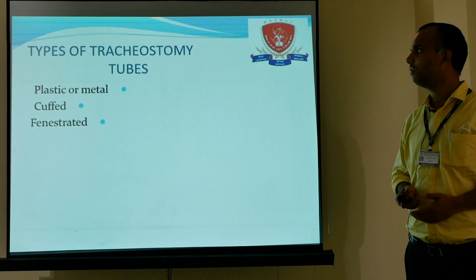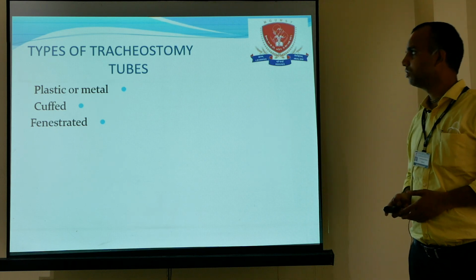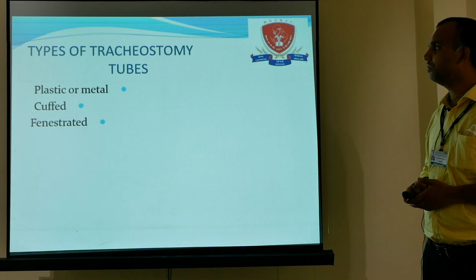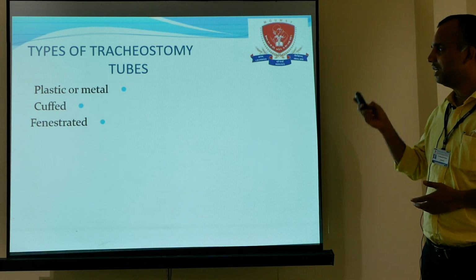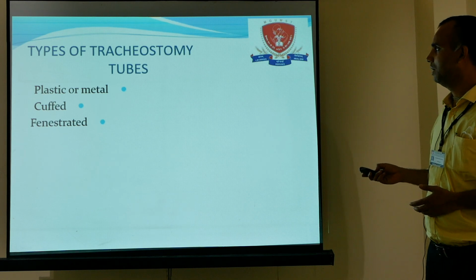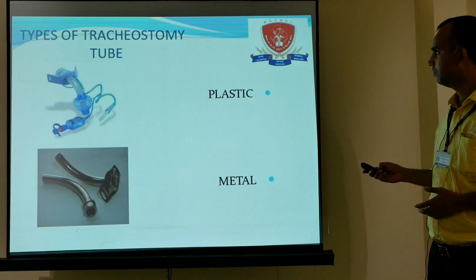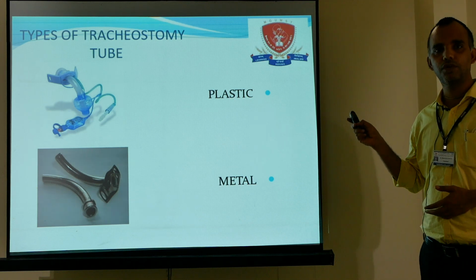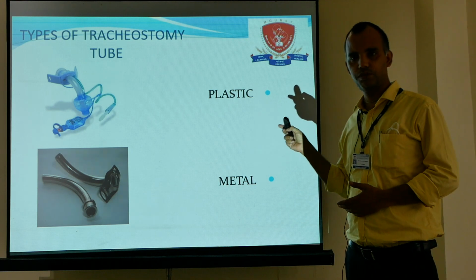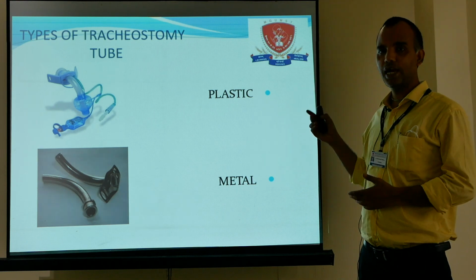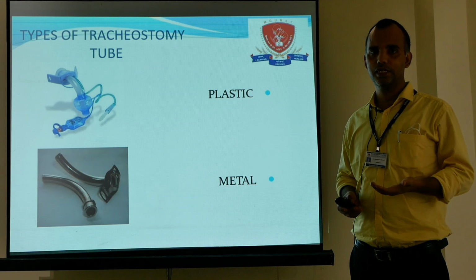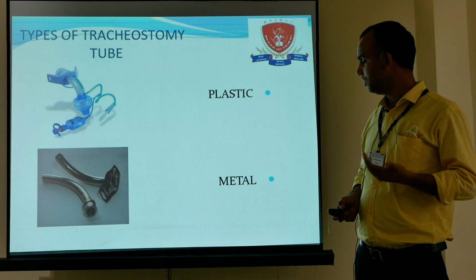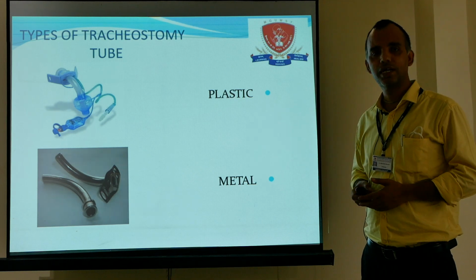Next, let us see the different types of tracheostomy tubes. We have the plastic or metal tracheostomy tube, the cuffed tracheostomy tube, and the fenestrated tube. These are the three types of tracheostomy tubes available. Here we can see the plastic tube. Generally in critical care units we use the plastic tracheostomy tube. And like I told, in rare cases like laryngeal cancer, we need the metal tracheostomy tube.